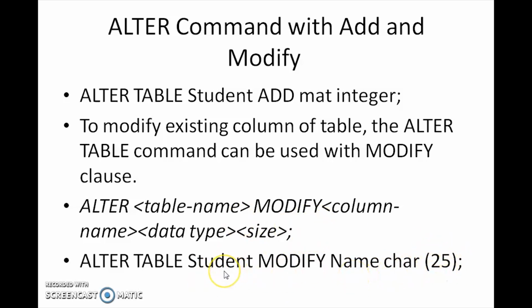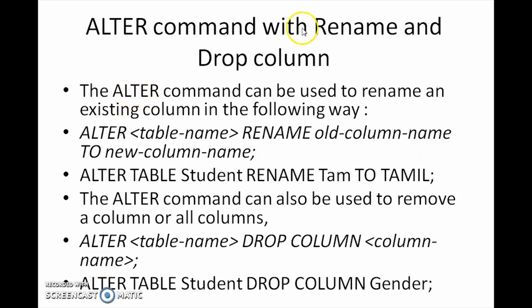Okay. So we have seen add and modify. Next we will see the alter command with rename and drop column. Rename is used to rename an existing column name, and drop column is used for deleting a particular column or more than one column. The alter command can be used to rename an existing column in the following way.